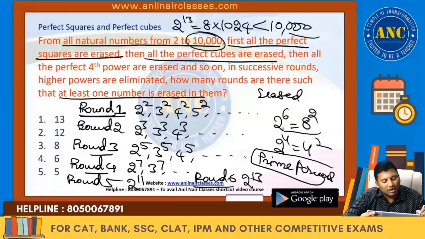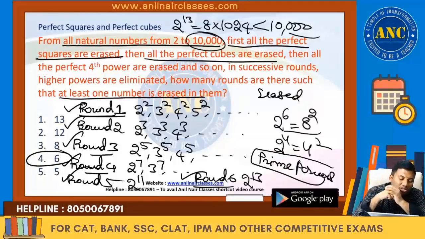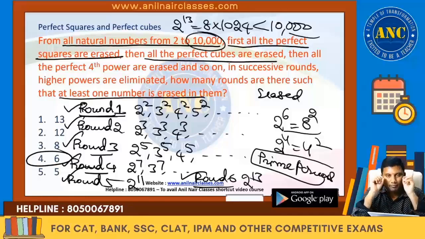So at least one number is erased in how many rounds? 1, first, second, third, fourth, fifth, sixth. Answer is 6. Are you all with me? By default, the mistake most students will make is they will take 2 power 4, 2 power 6, 2 power 8. The answer is nothing but the prime powers.